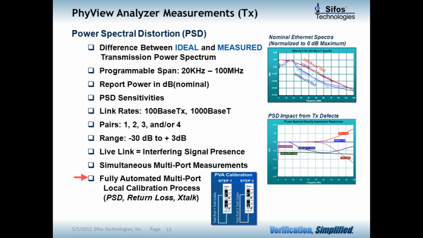The meter is locally calibrated, much like calibrating a vector network analyzer for an insertion loss measurement. Local calibration is performed between test ports 1 and 2 on each test blade and is utilized by PSD, return loss, and crosstalk measurements.